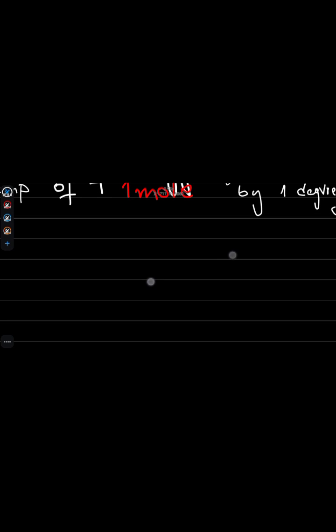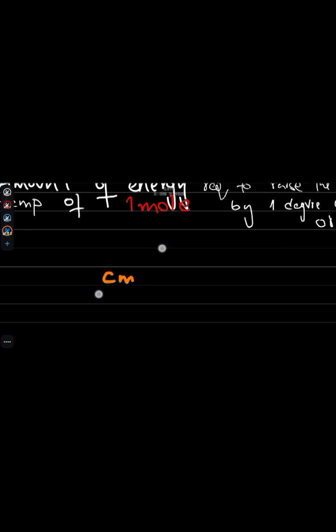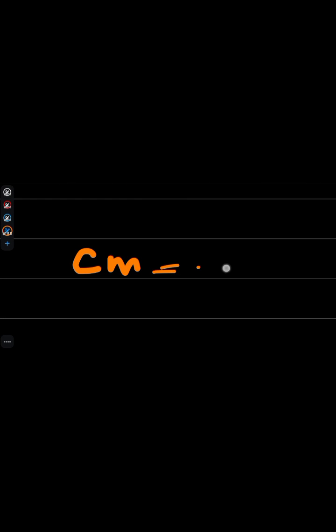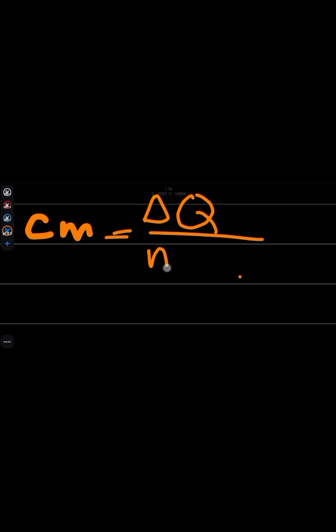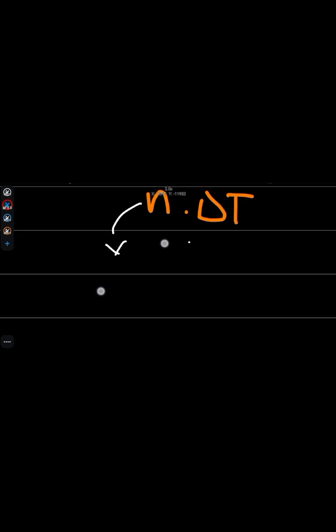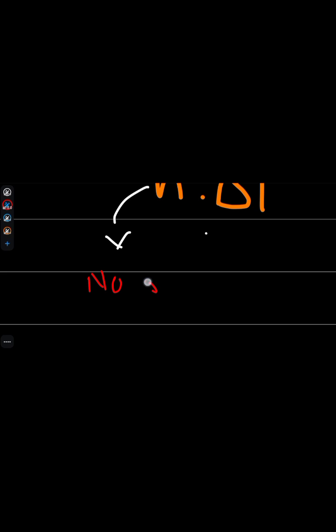So what will be the mathematical term? It's so clear. It will be Cm for molar heat capacity. As I told, it's recognized by Cm, and is equal to the heat provided, delta Q, divided by n times delta T, where n will be the number of moles of the substance, and delta T will be the change in temperature.